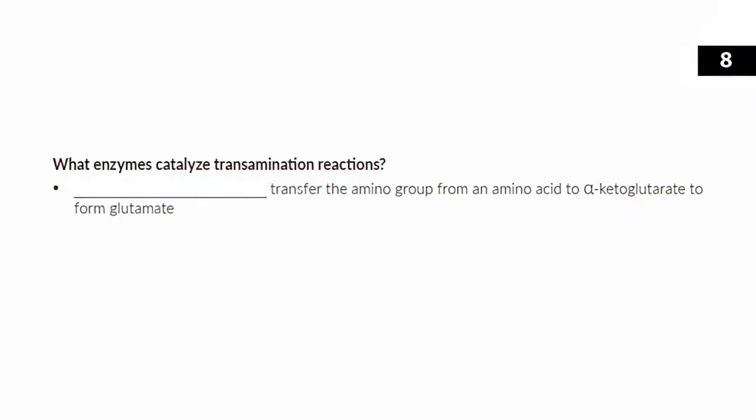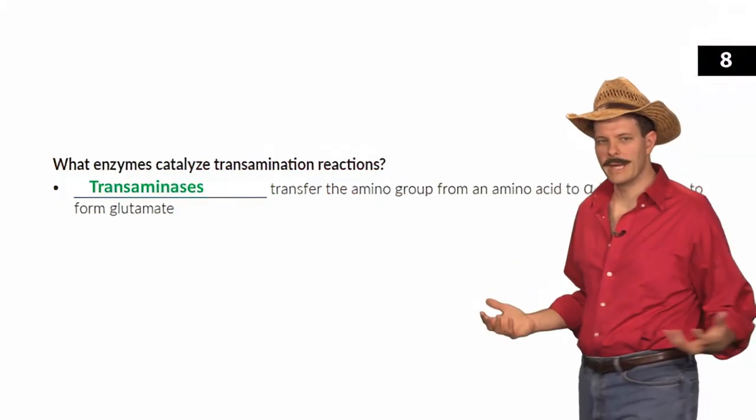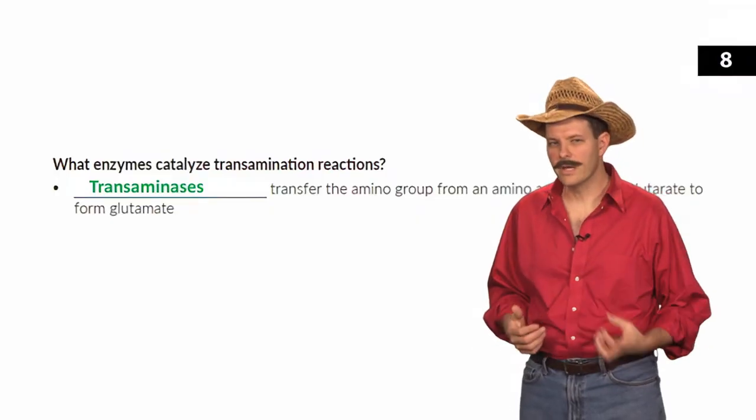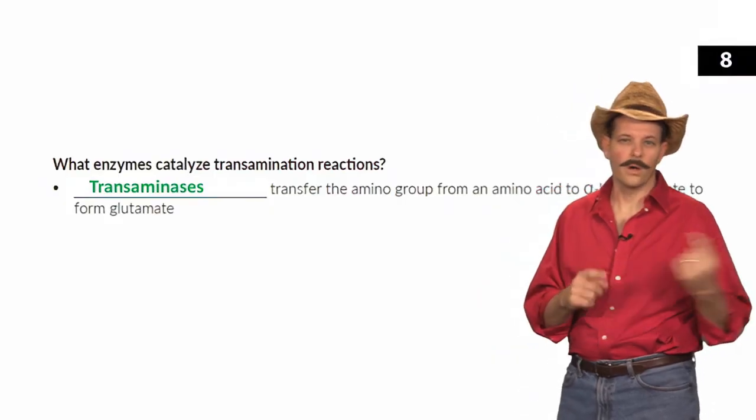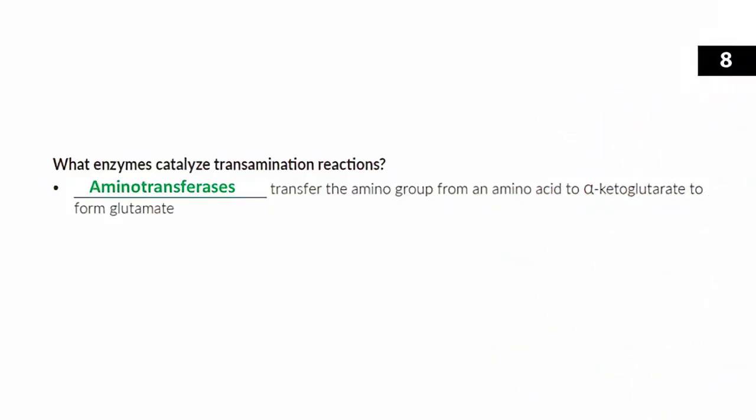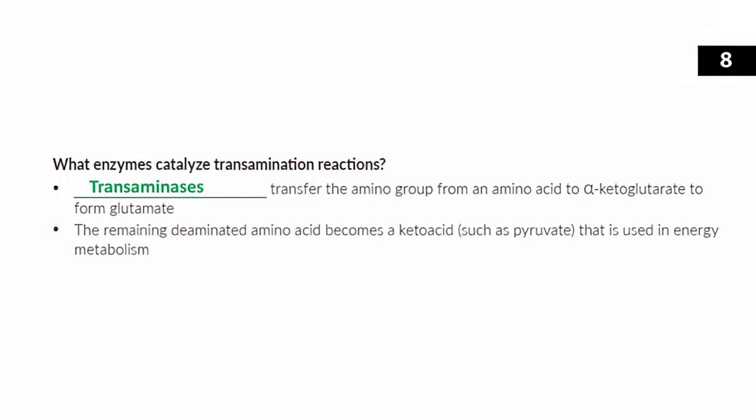So skip down to the study guide question that says, what enzymes catalyze transaminase reactions? The enzymes are called transaminases, which always makes me think of Smokey and the Bandit. They're also called aminotransferases. Two names for the same family of enzymes, transaminases or aminotransferases. Transaminases transfer the nitrogen-containing amino group from an amino acid to alpha-ketoglutarate to form glutamate. Then what's left after you deaminate an amino acid is a keto acid, like pyruvate. And keto acids can be used for energy metabolism.